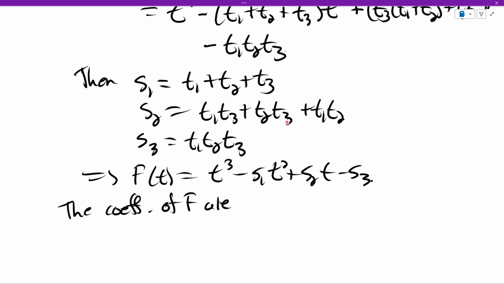But S2 on its own is not changing. If we cycle through 1, 2, and 3, it will not change. And similarly here, if we do any sort of permutation of the indices, S3 will not change. So the coefficients of f are symmetric polynomials in the roots.